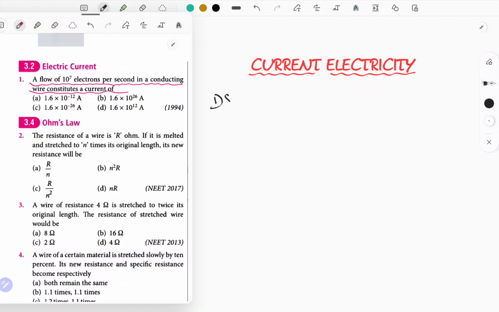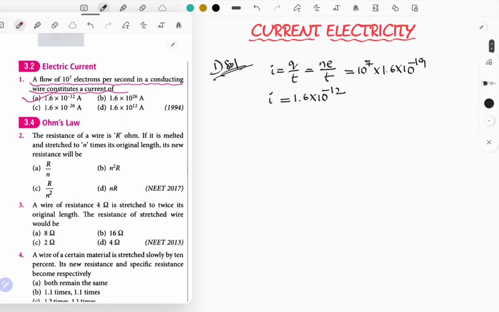The very first question solution. Observe, guys. The general formula for current I is equal to Q by T. According to quantization of charge, Q is replaced with Ne, divided by T. They gave the number of electrons per second, that means the n by T value is given, which is equal to 10 power 7, into the charge of an electron, 1.6 into 10 power minus 19 coulombs. So the final answer I is equal to 1.6 into 10 power minus 12 ampere. Which option matches? Option A is the correct answer. Got it? So let's solve the next question.